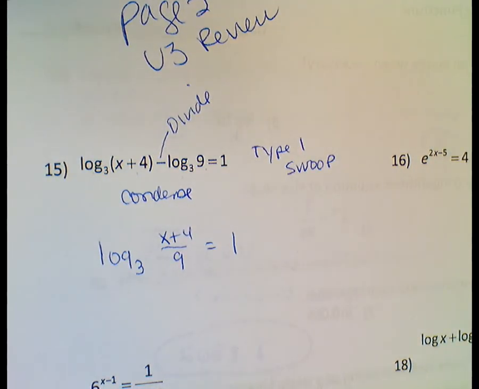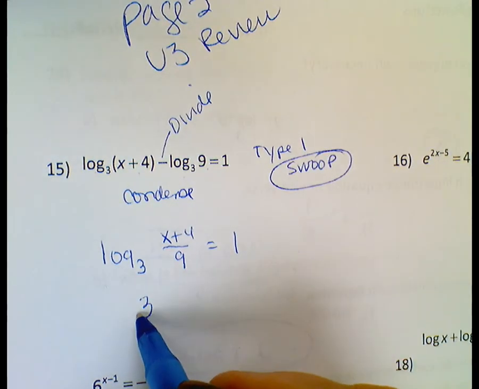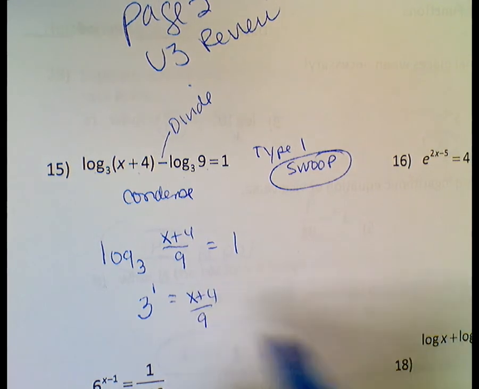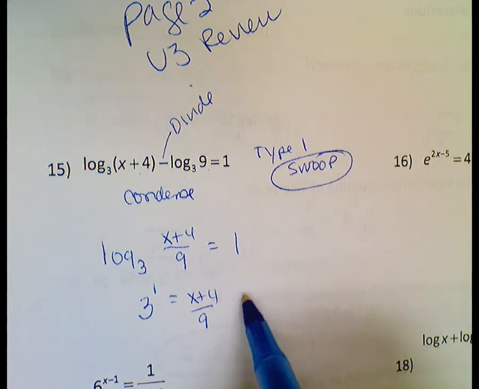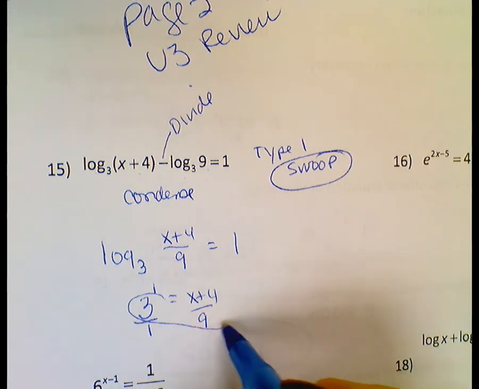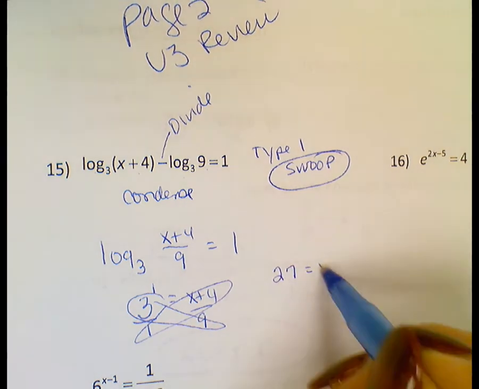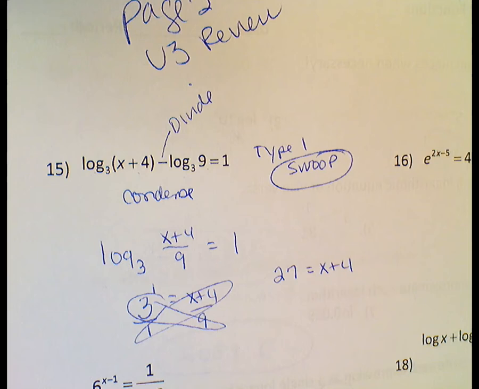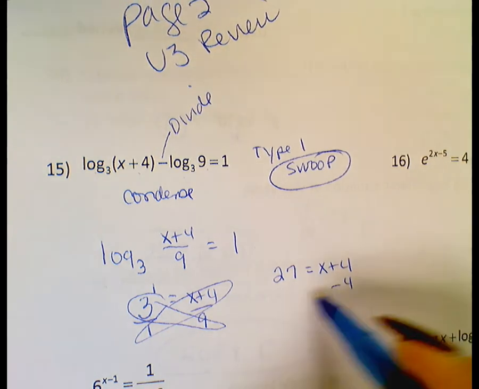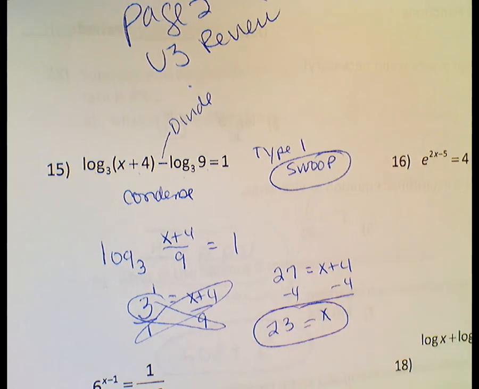Condense the left-hand side. Now we're going to do the swoop. So we're going to go 3 to the first equals x plus 4 over 9. Multiply both sides by 9, or if you want, just put that over 1 and just think of it as cross multiplying. So we have 27 equals x plus 4. 3 times 9 is 27. 1 times x plus 4 is x plus 4. Since we're solving for x, we're going to subtract 4, and x is 23.